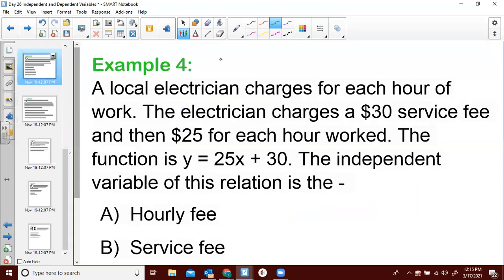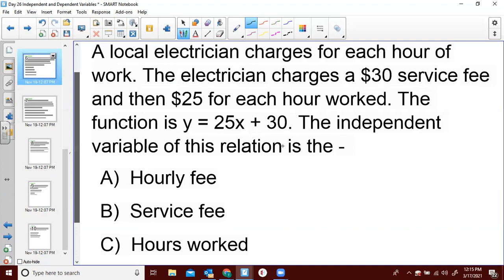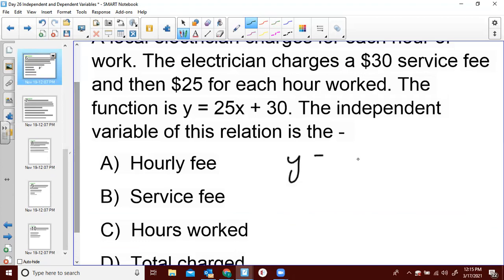All right, a local electrician charges for each hour of work. The electrician charges $30 service fee and then $25 for each hour worked. The function is Y equals, this one already gives it to us as Y. Y equals 25x plus 30. The independent variable of this relationship is the what?